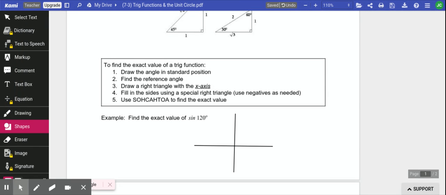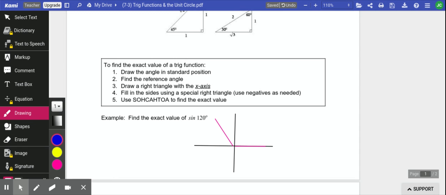Okay. So 120, so here's our initial side, and 120 is over here somewhere. Looks good, right there. So this is 120 degrees. We need to find this reference angle over here. So to find that reference angle, it's going to be 180 minus 120, which is 60 degrees. So this has a 60-degree reference angle here. I'm going to write that in.